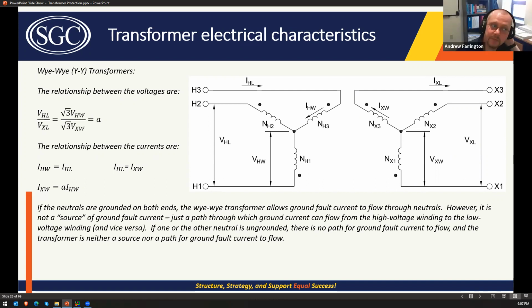Bring it up again, Blaine, please. Okay. Yeah. If one or the other is ungrounded, there's no path for the fault current to flow through. So that's the key takeaway. That's what you need to understand about YY transformers as far as it relates to overcurrent protection, differential protection, how it's going to impact your ground fault current on one side or the other.